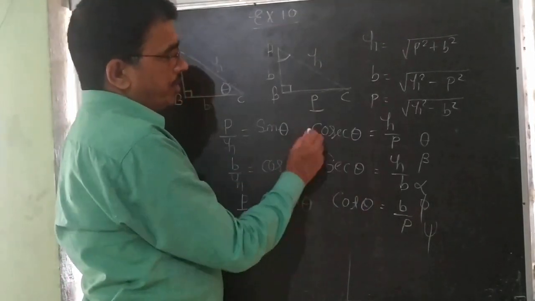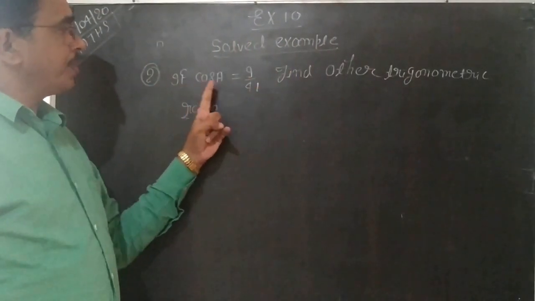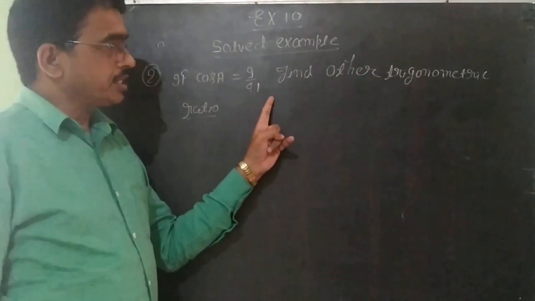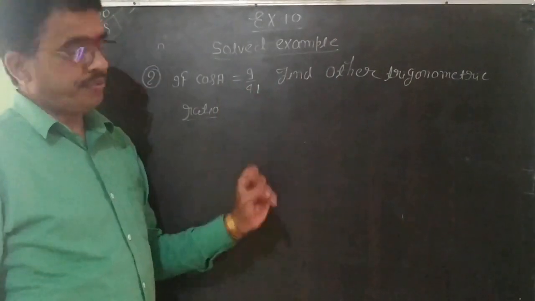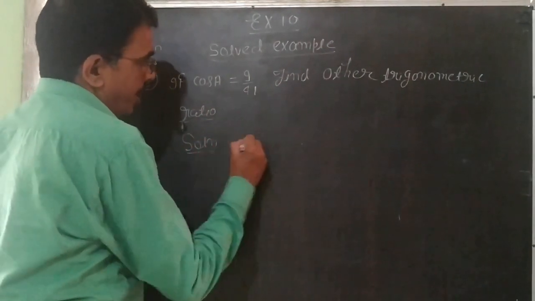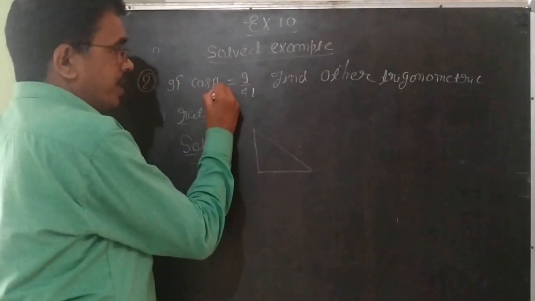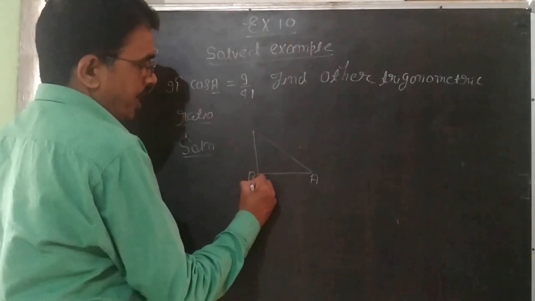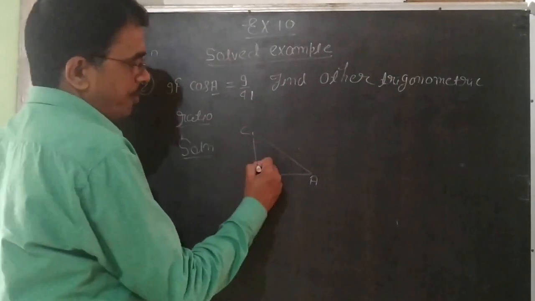So students, now let us discuss some questions of this. See here question number 2. Solved example: if cos A is equal to 9 by 41, find the other trigonometric ratios. There are 6 trigonometric ratios. One is given. That means we will find the other 5. So in every question first write solution, and first draw a right angle triangle. And if A is given, then always mark A here. When you mark A here, then BC is the perpendicular, AB is the base, and AC is the hypotenuse.